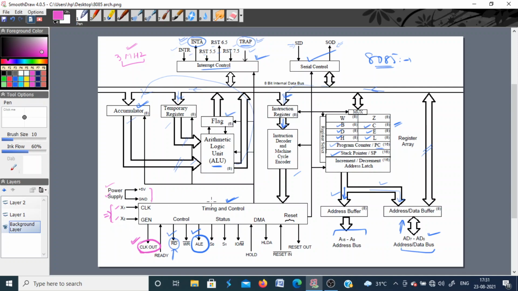And of course, write and read. If the processor wants to do a write operation, meaning it wants to store some data into the memory, it will activate write. If it wants to read some data from the memory, it will activate read.